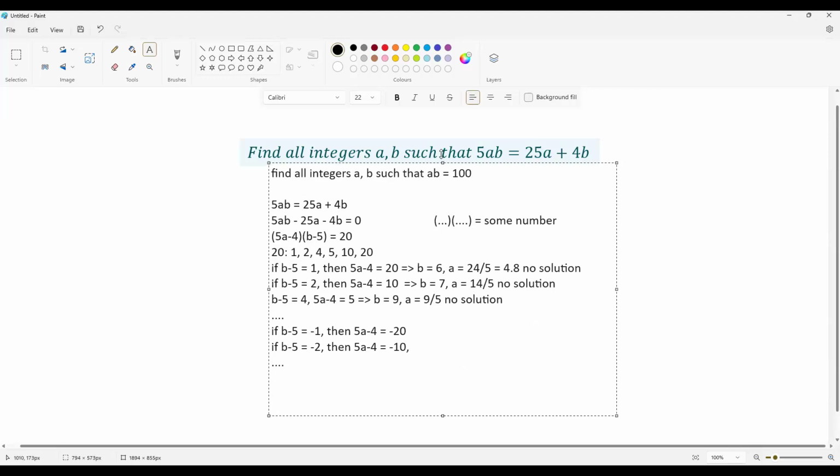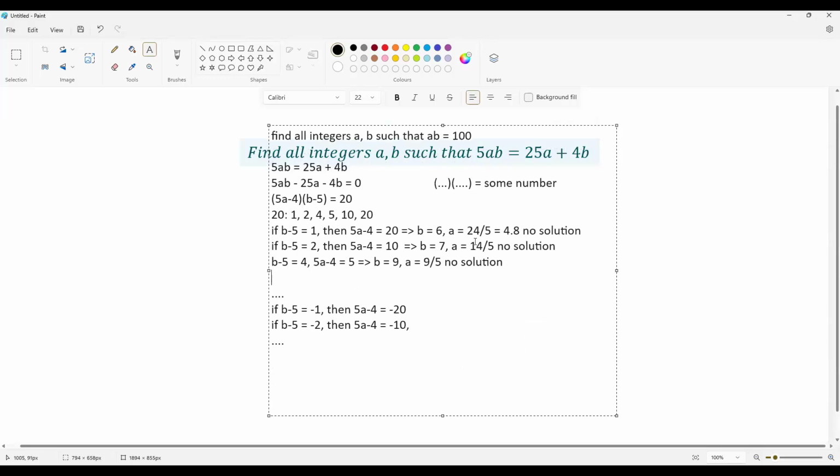Let's see if there even exists a single solution to this problem. b minus 5 is equal to 5, then 5a minus 4 is equal to 4, which means a is equal to 8 over 5. No solution.